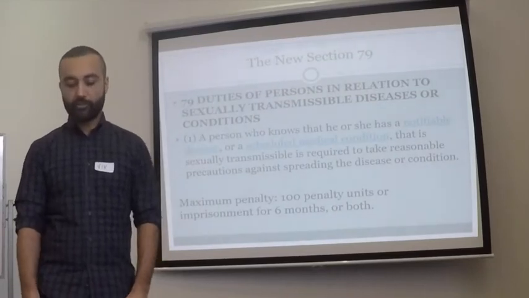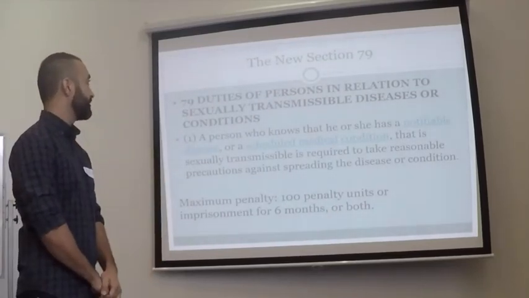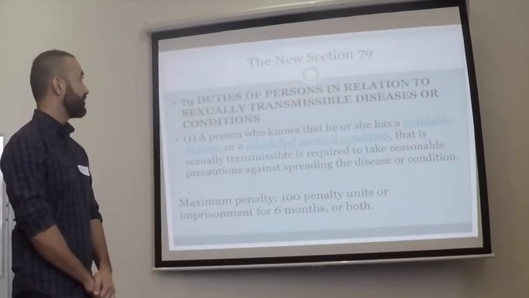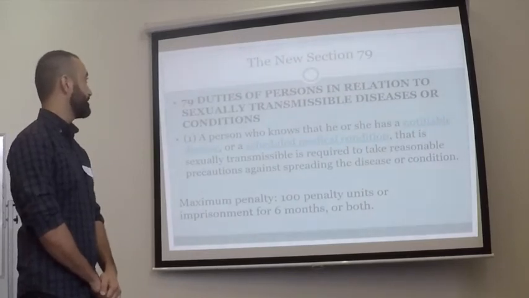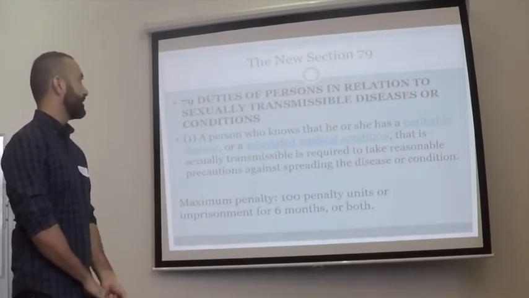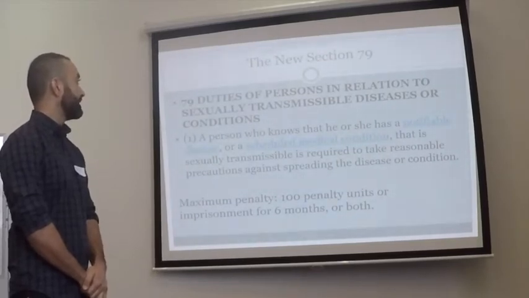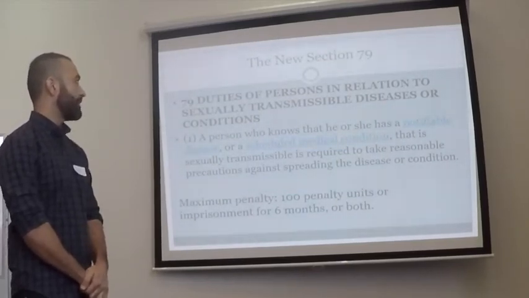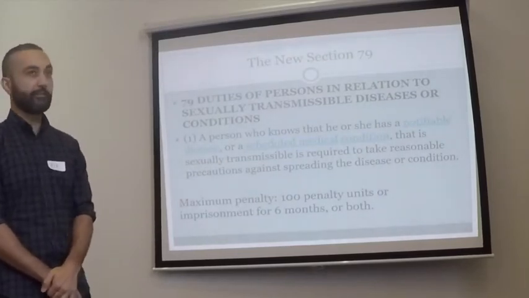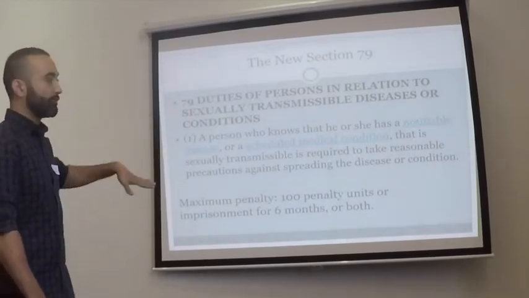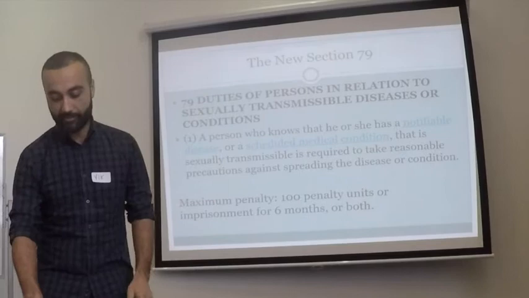The new section, that's what it looks like. It's duties of persons in relation to sexually transmissible diseases or conditions. And a person who knows that he or she has a notifiable disease or a scheduled medical condition that is sexually transmissible is required to take reasonable precautions against spreading the disease or condition. Now I'll go through what all of these things mean individually.